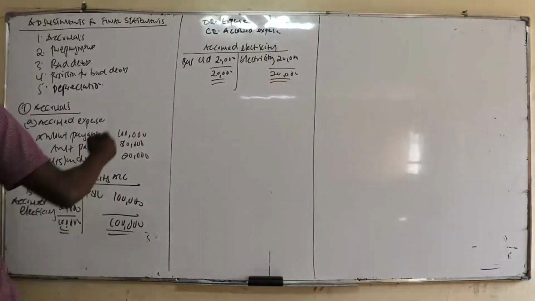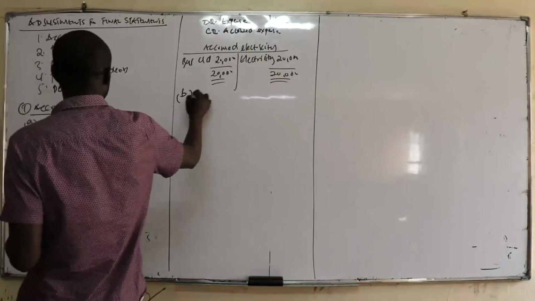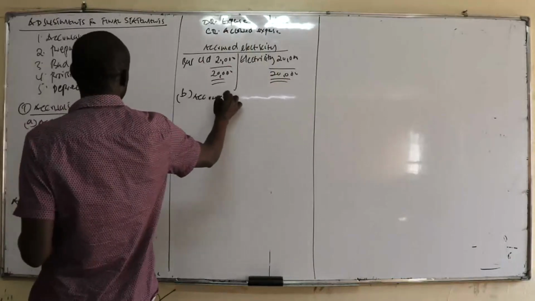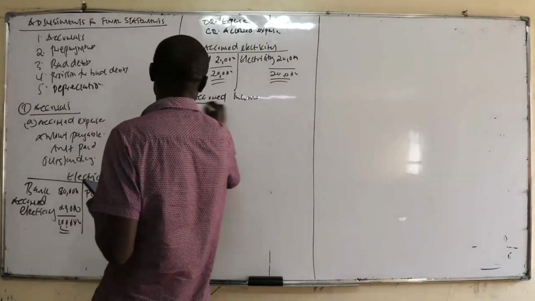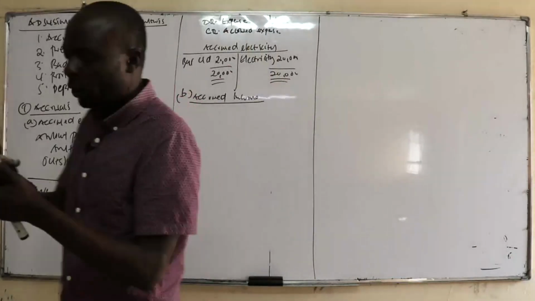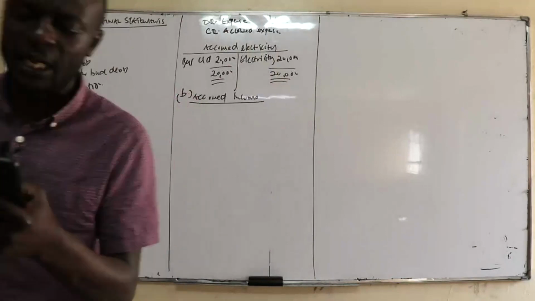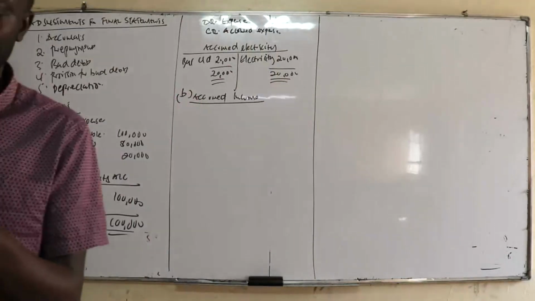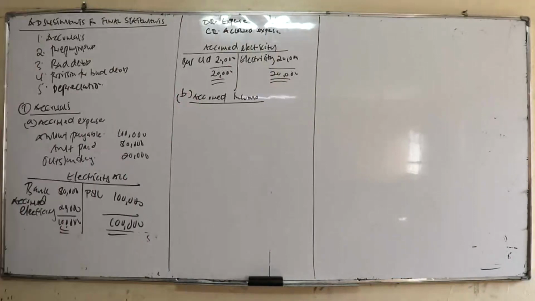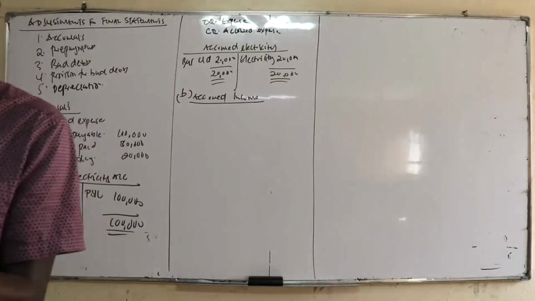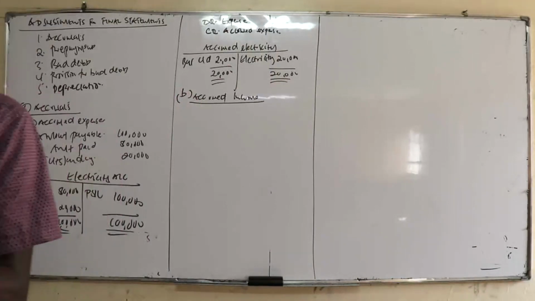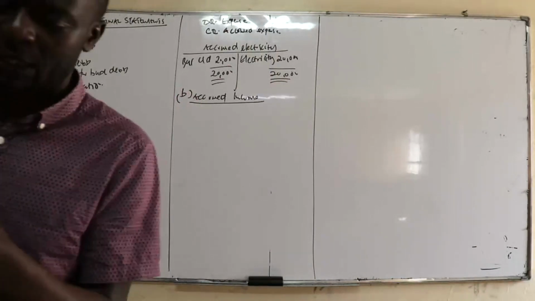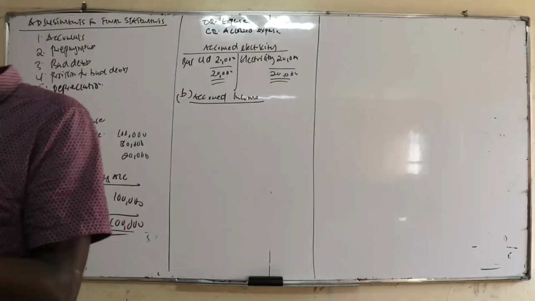Then now, number 2B, we have what we call accrued incomes. Accrued income, that is part B. Accrued income is income that relates to the current year, but cash has not yet been received. So it is an income earned but not yet received. You're supposed to have been paid that income, but for other reasons, you've not been paid, but it's already earned. So how do you treat it?